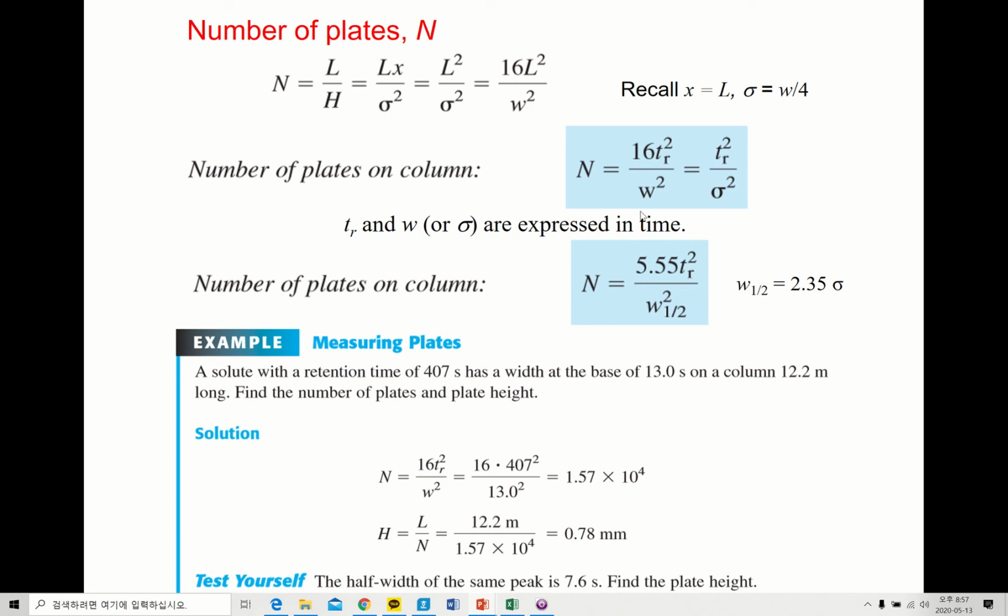Okay, now using this one, we simply substitute the necessary numbers here, and then we get the number of plates is 1.57 times 10 to the 4. Now this is a theoretical number, right? An invisible number actually. And h is what? L over n, which is 0.78 millimeter. Very easy actually.